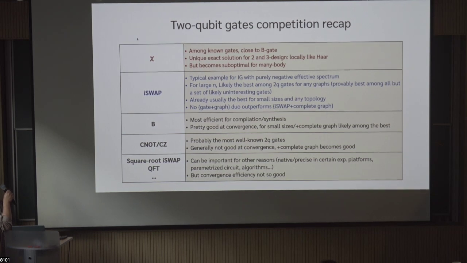the QFT gates. They are known to be important or very fan favorite in some other scenarios, like certain experimental platform implementations or parameterized circuits in terms of things like quantum Fisher information and some algorithms. They are the most liked 2-qubit gates. But here we see that their convergence efficiency is actually not so good.